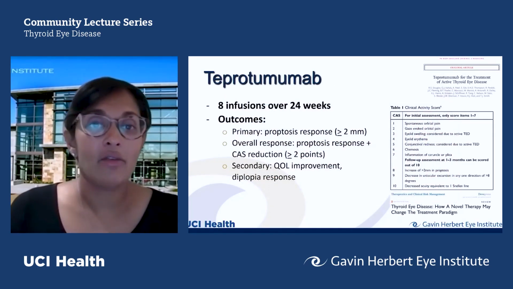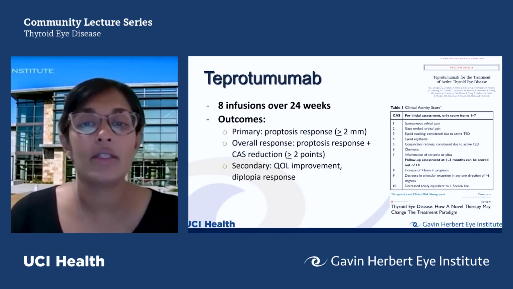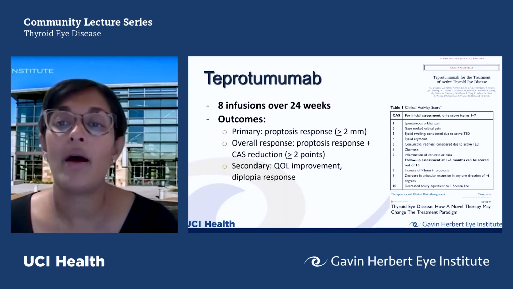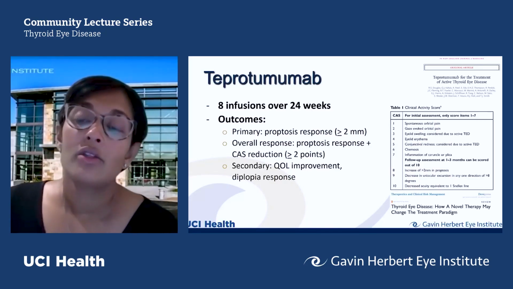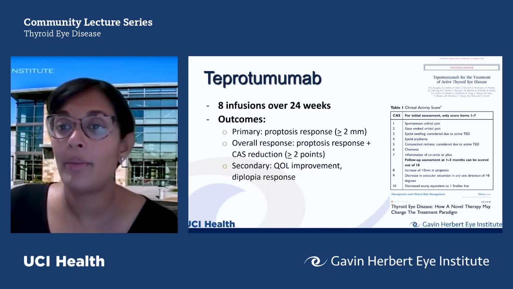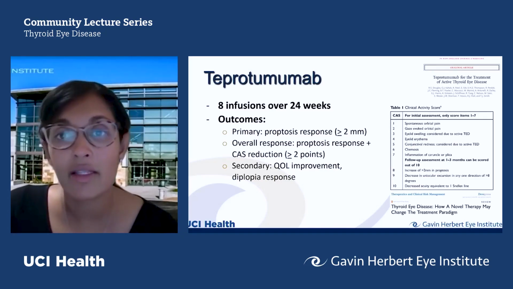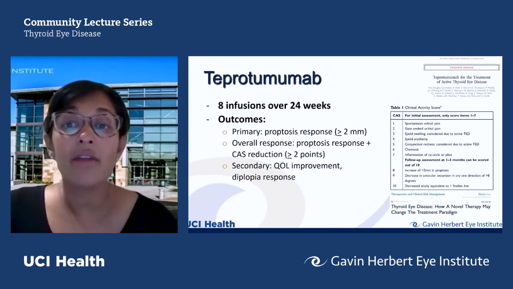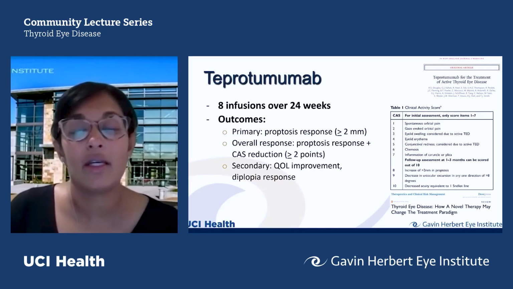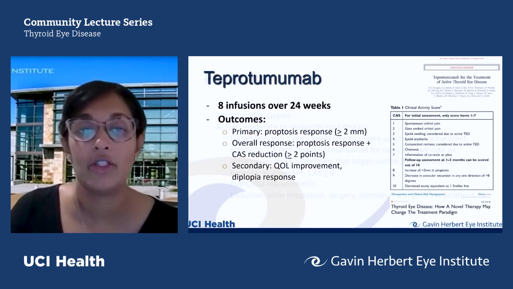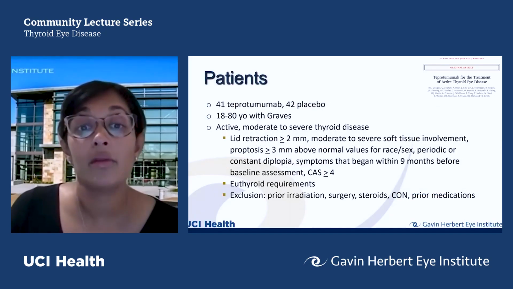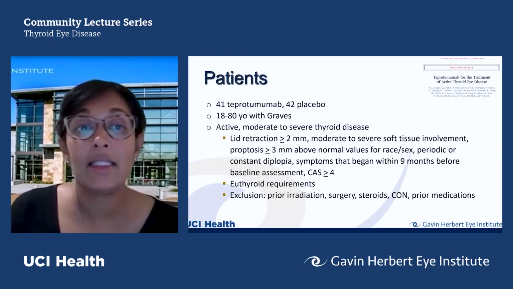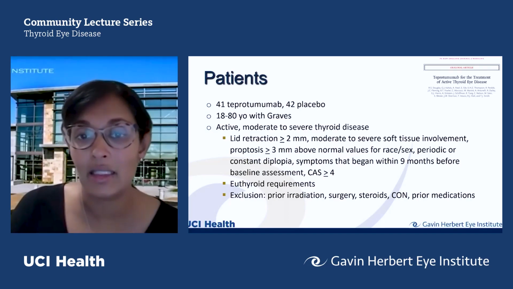As mentioned, it's 8 infusions over 24 weeks. The things they looked at were the improvement of the bulginess, and also something really important that we've monitored, called the clinical activity score. That is, how is the patient presenting? Do they have pain at rest or with eye movement? Is there swelling, redness? All of that goes into play. Then they looked at quality of life improvement and improvement in double vision. The important thing to take away from this slide is that those enrolled were between 18 and 80, so no one less than 18.